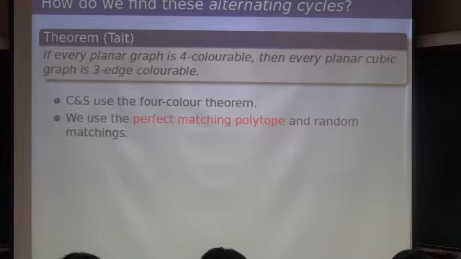So how do we find these alternating cycles? This is what Seymour and Chudnovsky do. They use a result of Tate that tells you that because the 4-color theorem is true, every planar cubic graph is 3-edge colorable. And then you can use the color classes in this edge coloring to give you a nice selection of perfect matchings.